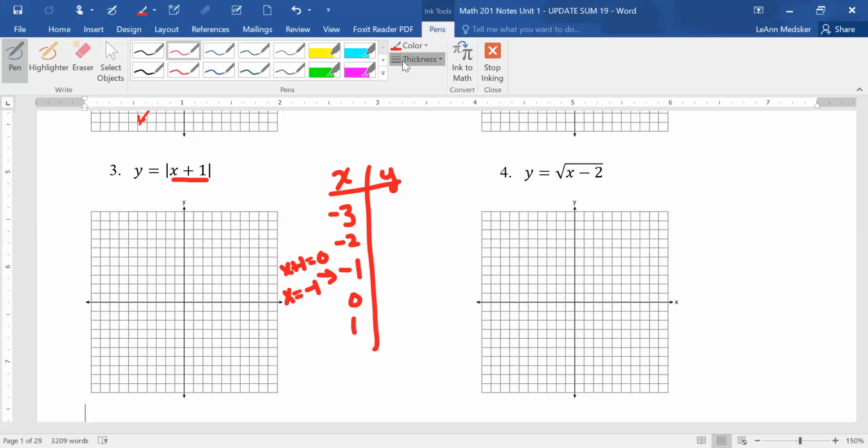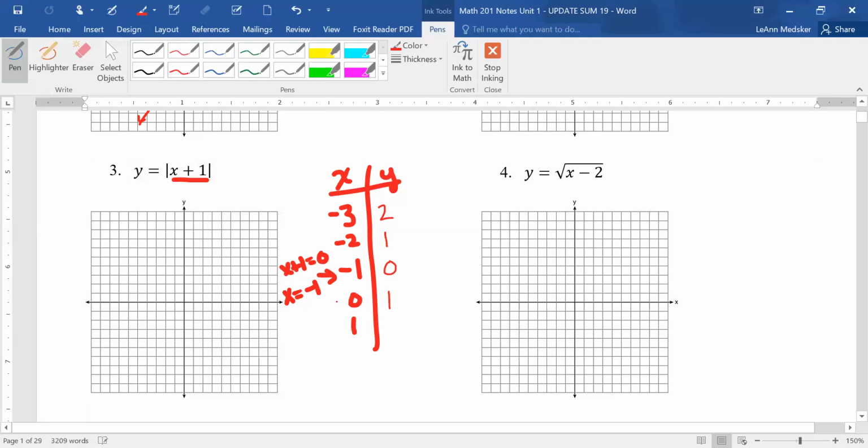So let's plot out these points. So let's see, we have, and this is absolute value. So -3 plus 1 is -2. Absolute value makes that positive because it measures distance. So that would be 2. -2 plus 1 is -1. Absolute value of that would just be 1. -1 plus 1 is 0. Absolute value of 0 is 0. 0 plus 1 is 1. Absolute value of 1 is 1. 1 plus 1 is 2. Absolute value of 2 is 2.